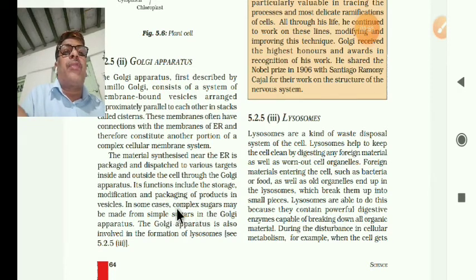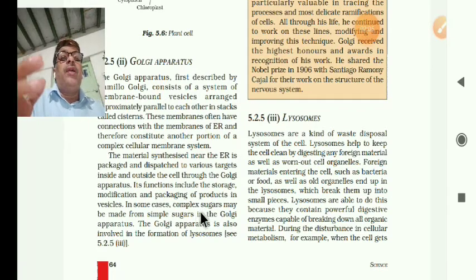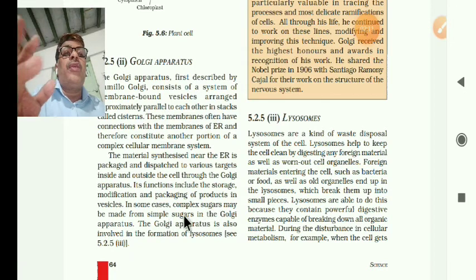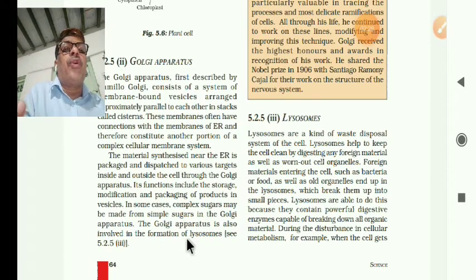In some cases, complex sugars are made. Try to understand here. Simple sugars, like monosaccharides such as glucose, fructose, and galactose, are all converted into complex sugars. Complex sugar means it is made up of polysaccharides, with many sugar molecules, whereas simple sugars have only one sugar molecule. For example, starch. It converts simple sugars into complex sugars. The Golgi apparatus is also involved in the formation of lysosomes.